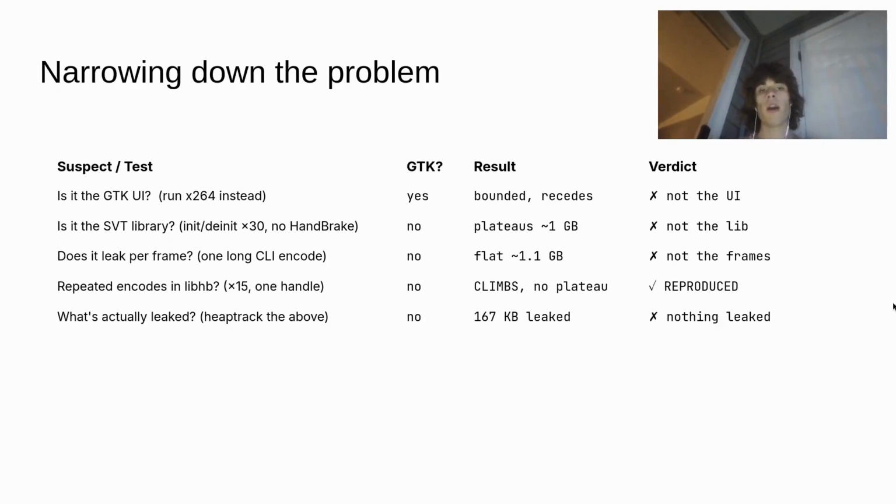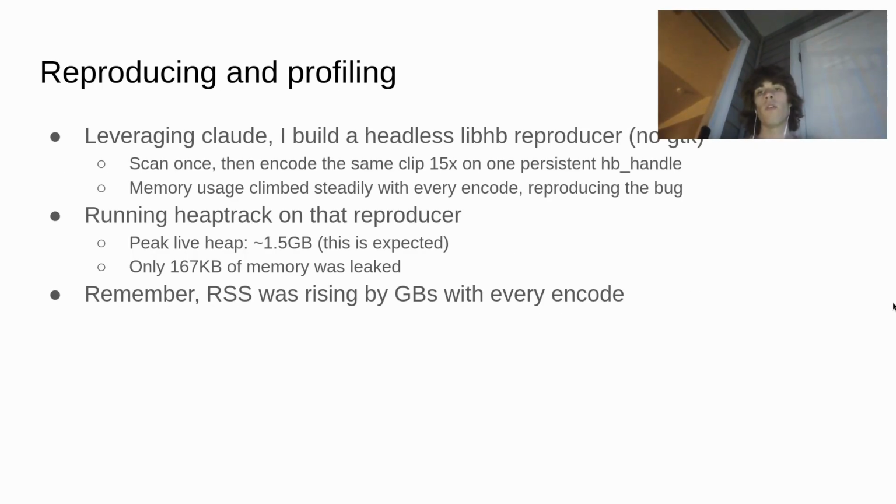Okay, so let's talk about how I was able to reproduce this. Leveraging Claude, I had it build a headless libhb reproducer, so it was decoupled from the GTK front end. Basically, it scanned once and then encoded the same clip 15 times on one persistent HB handle. Memory usage climbed steadily with every encode, which reproduced the bug. Then we ran heaptrack on that reproducer and noticed that the live peak heap was about 1.5 gigabytes, which was expected, as we know it allocates 1 or 2 gigabytes per encode. And basically no memory was leaked.